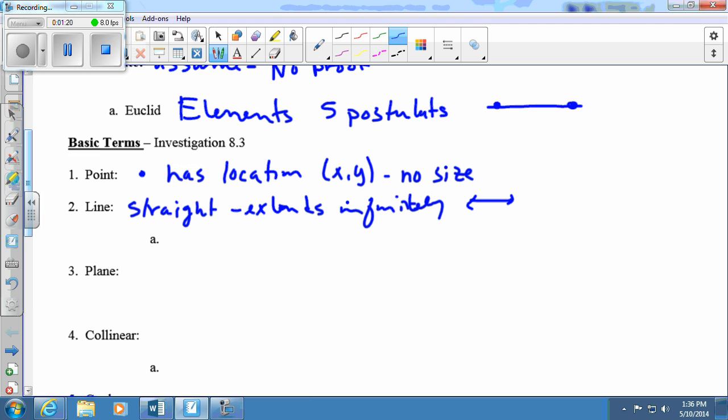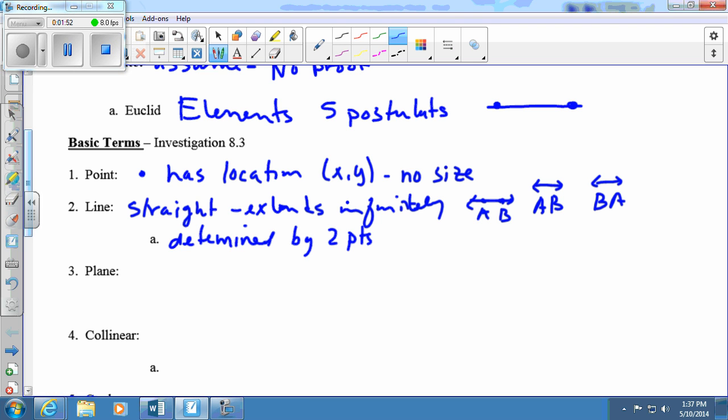And we can write it, if I put 2 points to make that line, I have line AB, and we put that across the top. Or I can say it's line BA, and again we put the line notation across the top. So I could go any direction. This line is determined, like we said earlier in that first postulate of Euclid's, by 2 points. So we say that 2 points determine a line.